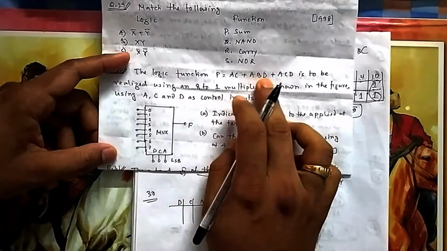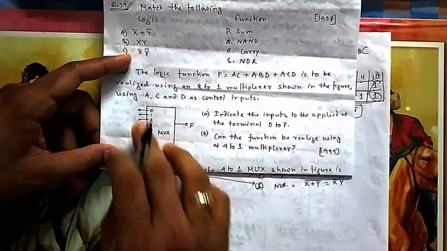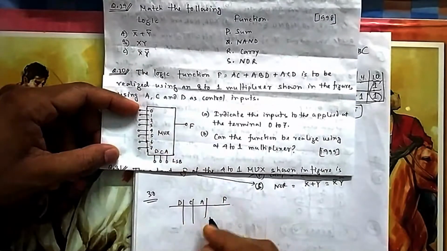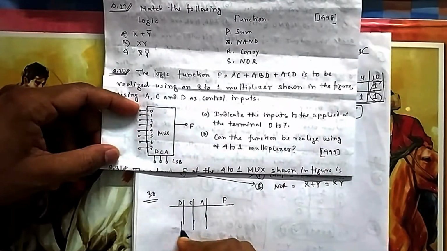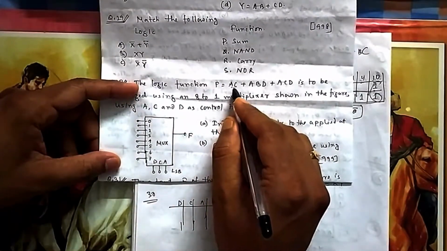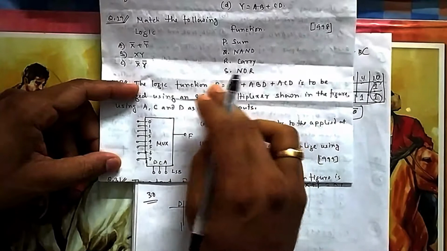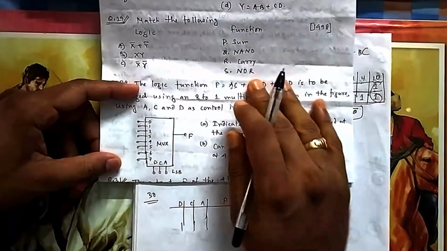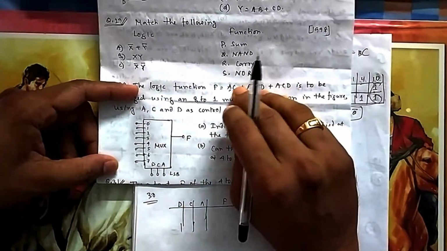But here B is also there. So B is not in the control. So B will be placed here. So you write the function in terms of B also. So first we will take them one by one, because there are all the options.